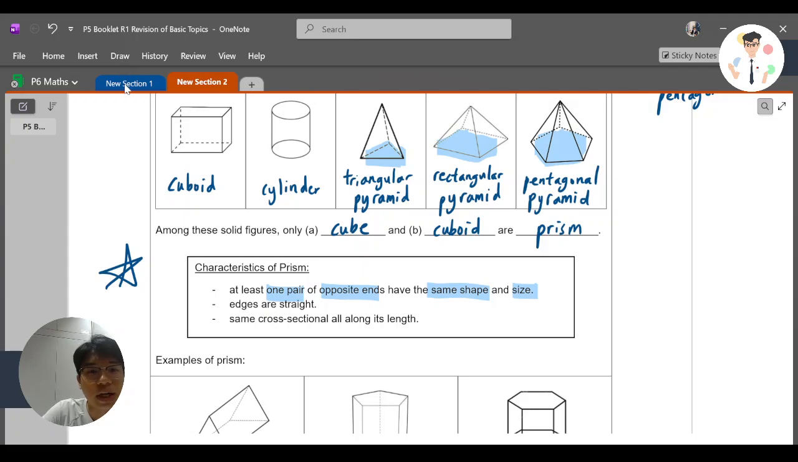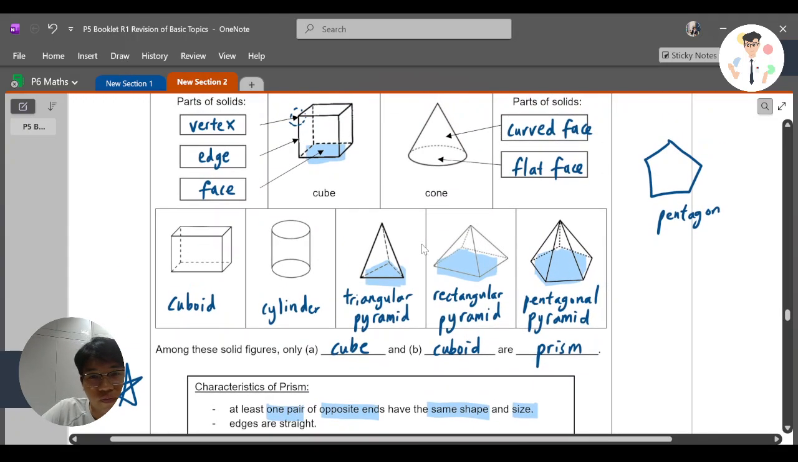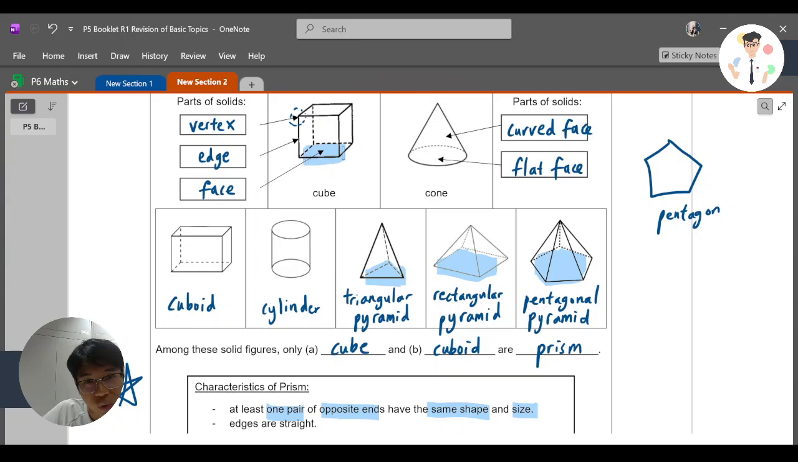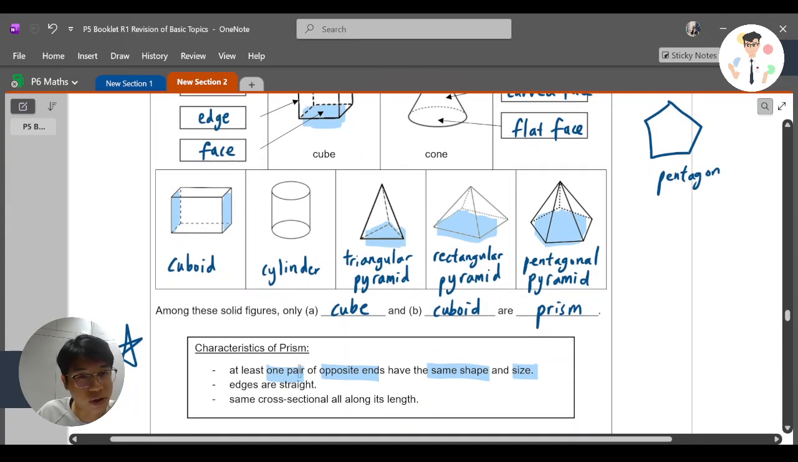Means what? Now, let's look at the cube, for example. Now, this face is a square, right? On top is what? Also a square. Is it the same shape? Yes, square. Is it the same size? Yes. That's why this is part of the characteristic of a prism. Example, cuboid. Left, right, okay? This is a square, right? Is this a square? Yes, this is also a square. If it's a rectangle, then both must be rectangles. Okay, is it the same shape? Yes. Is it the same size? Yes. So this is actually one of the requirements of a prism.